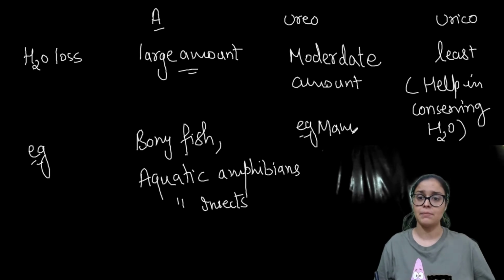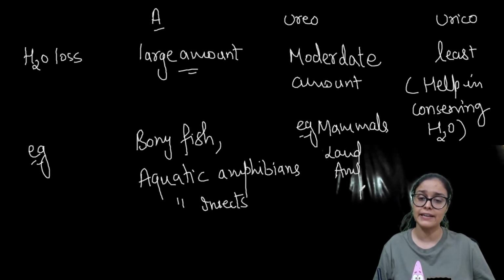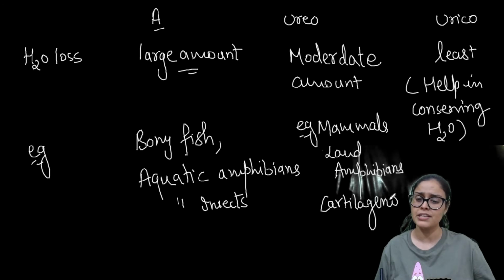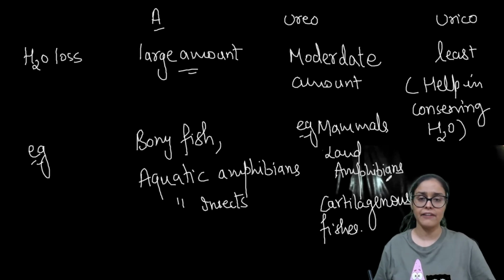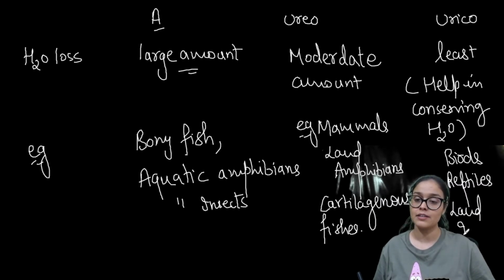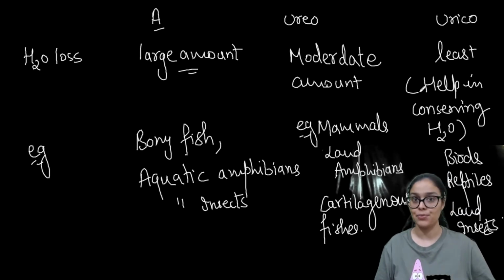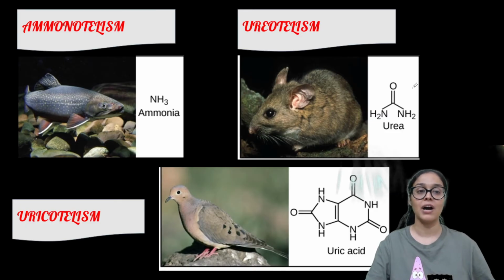Ureotelic examples: like us, mammals are ureotelic. Apart from that, land amphibians are ureotelic. Land amphibians, even marine fishes, cartilaginous fishes, marine fishes are basically ureotelic, that you have to remember. And land amphibians, right? Uricotelic: birds are the example here. Even reptiles are an example here. And then we have another example, land insects. So those insects which are living on land will be releasing uric acid as excretory waste, right?